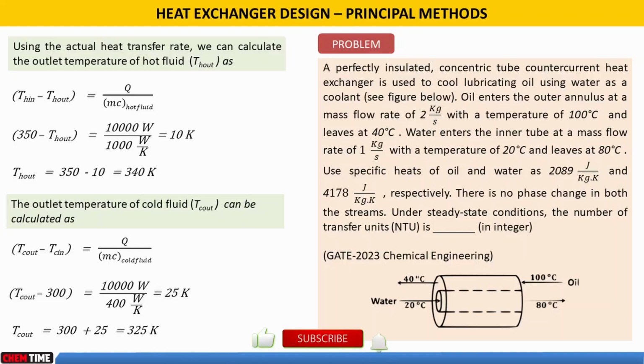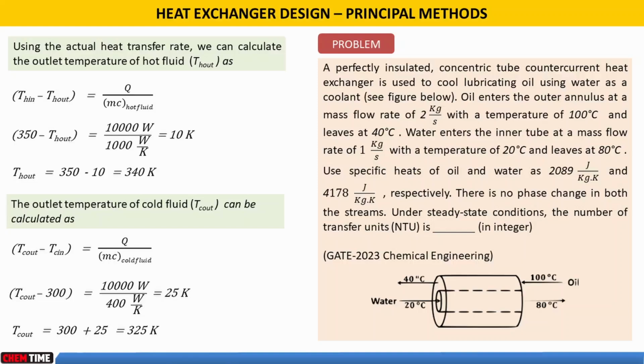The outlet temperature of cold fluid is T_c,out minus T_c,in equal to Q by m C of cold fluid. With T_c,in at 300, T_c,out can be calculated as 325 Kelvin. This is one problem given in the mechanical engineering GATE examination in 2023.